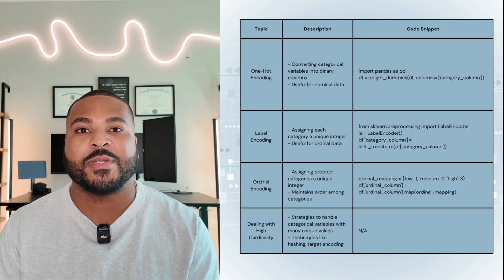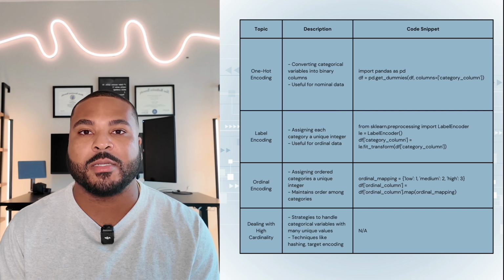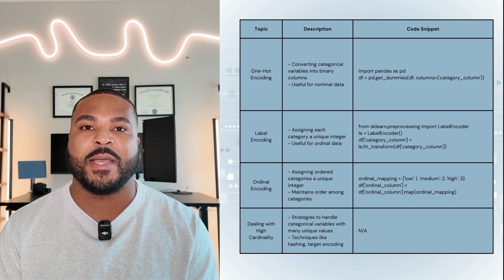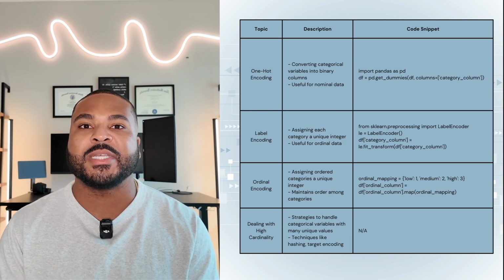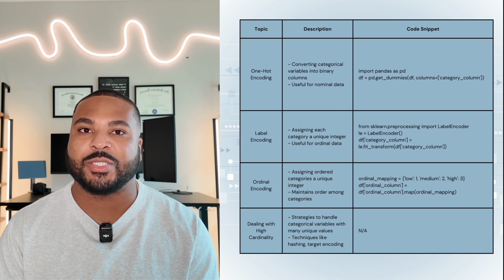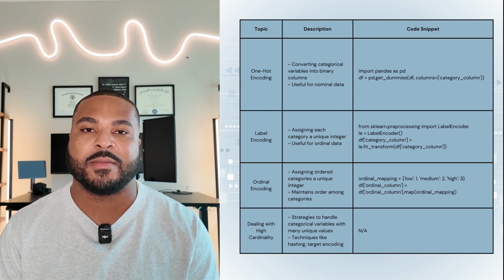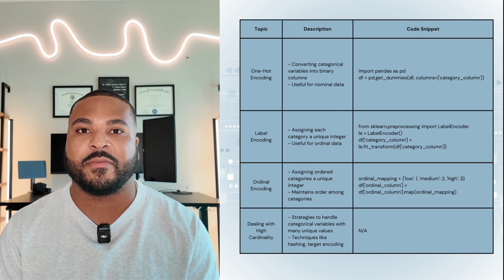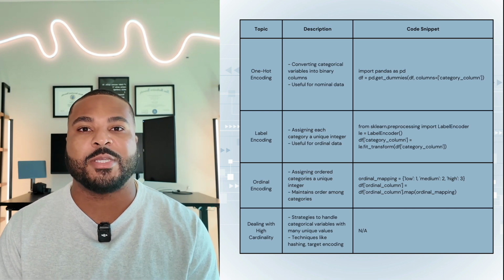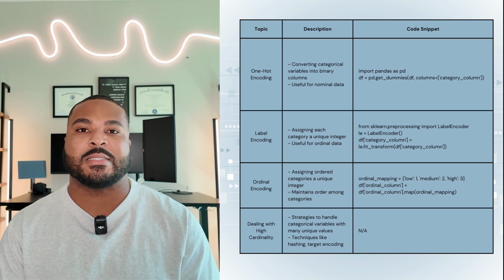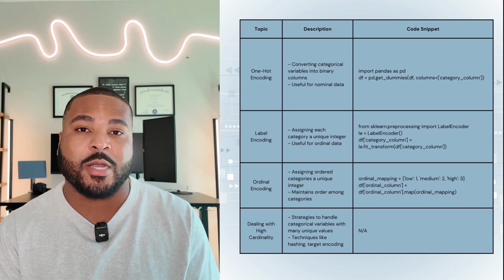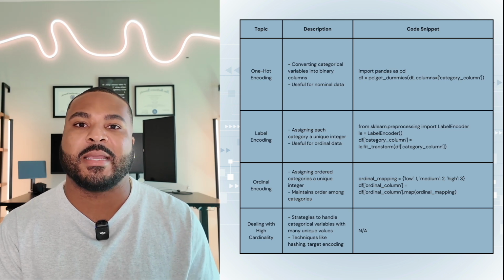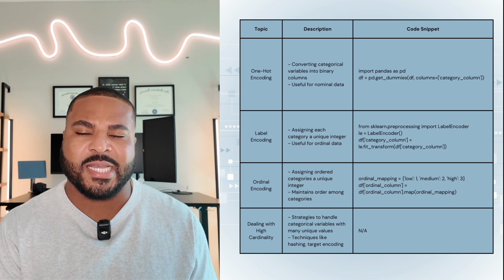High cardinality refers to categorical variables that have a large number of unique values. So handling such variables can be challenging, but there are several strategies to address this. Using a hash function to map categories to integers, which helps in reducing dimensionality. Also, target encoding, replacing categories with the mean of the target variable for each category. This technique should be used with caution to avoid data leaks. So while these strategies can help manage high cardinality, it's important to evaluate their impact on the model's performance and interpretability. Say that 3 times fast.